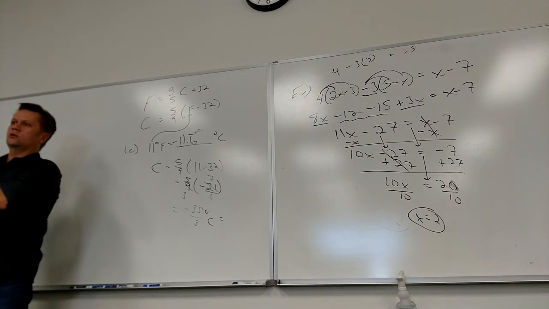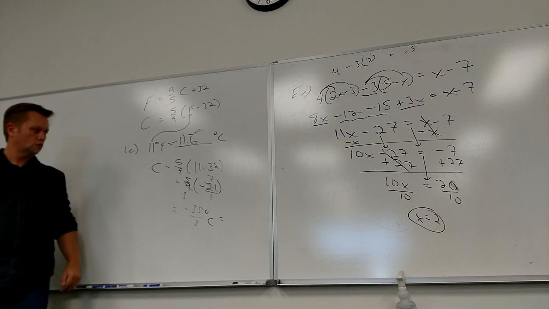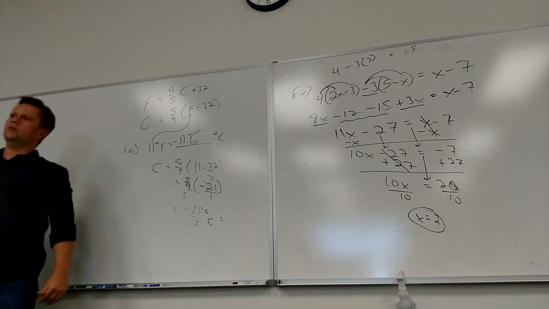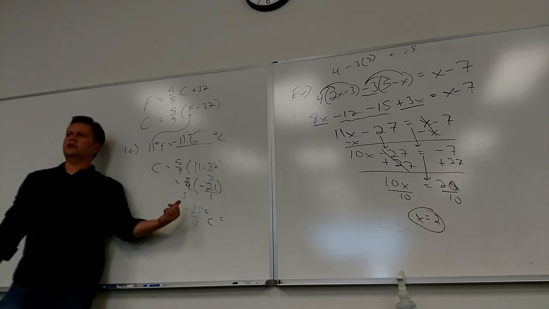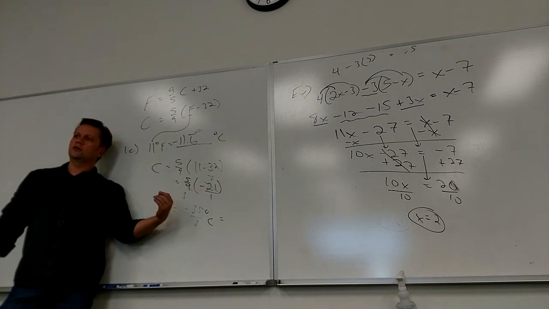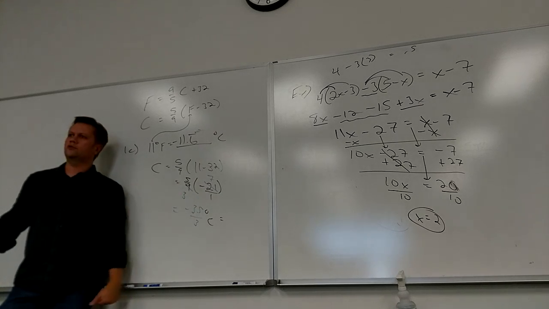I multiplied 5 and negative 21, and I got 105, and I divided that by 9. Yeah, but you see how it's not different? You just didn't reduce. So you didn't get a different number. I got the same answer. Yeah, exactly, I just reduced. No big deal if you didn't reduce. You get the same number.